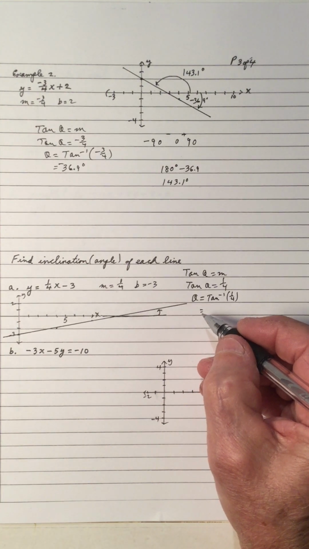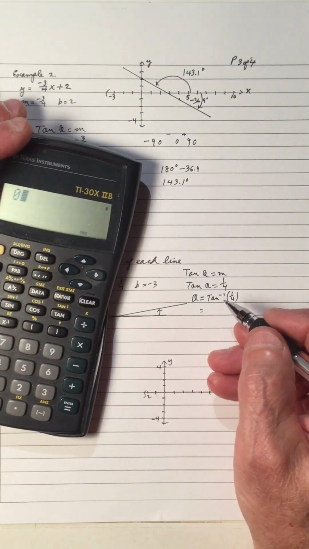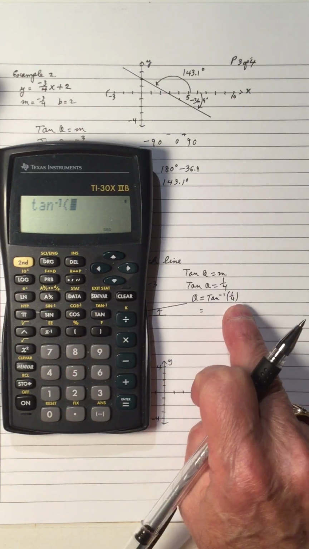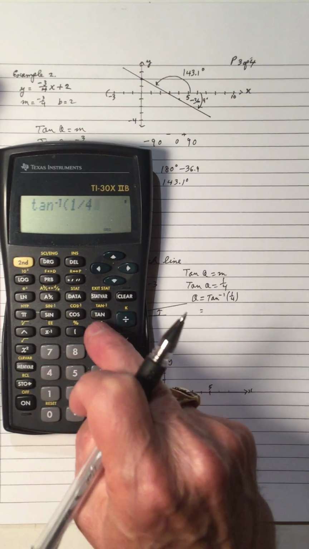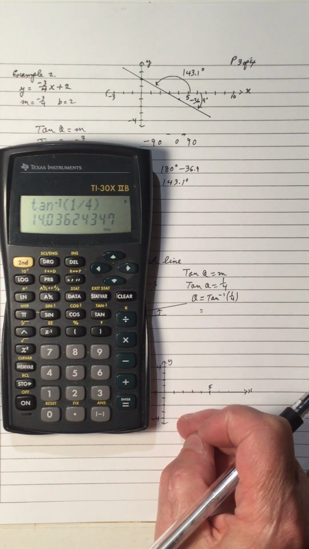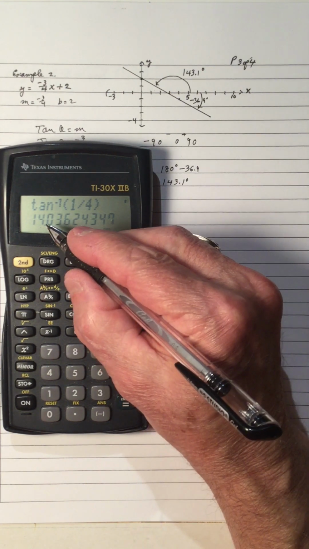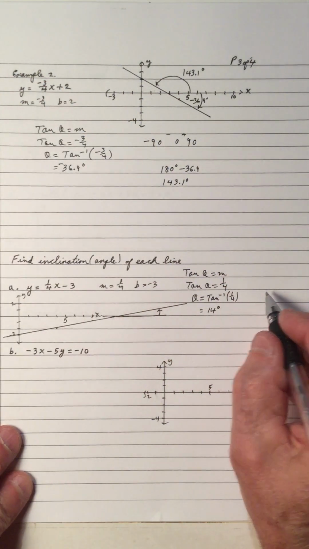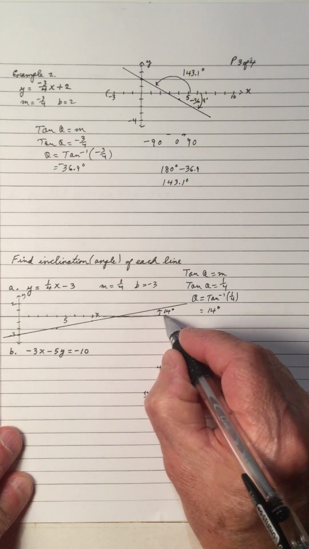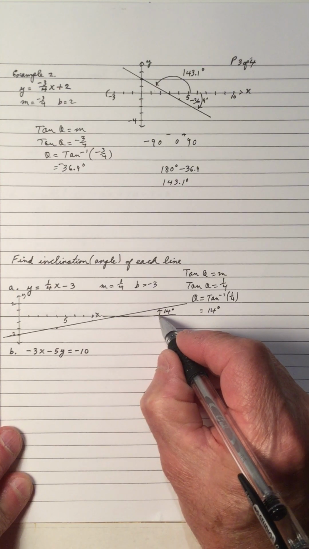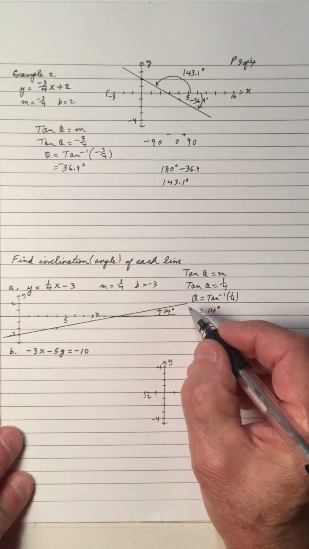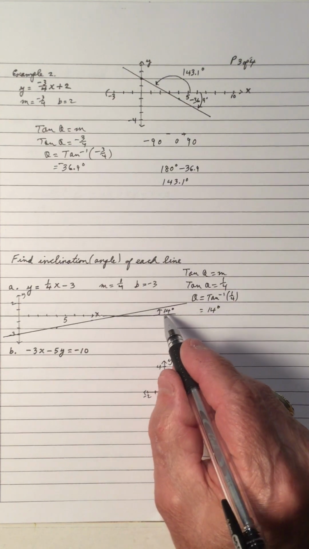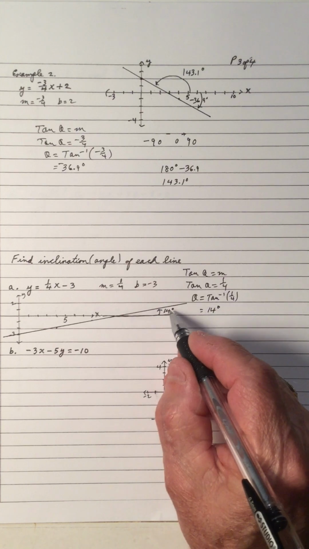Let's use our calculator again. Inverse tan of 1/4, 1 divided by 4, and the angle is 14.0, so it's roughly 14 degrees. So the angle of inclination is 14 degrees. That's the angle from the x-axis in the positive direction to the line. And again, because we have a positive slope, the angle is acute.